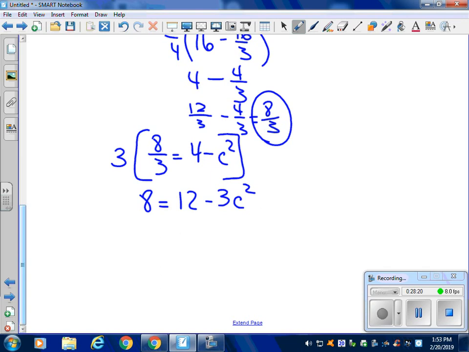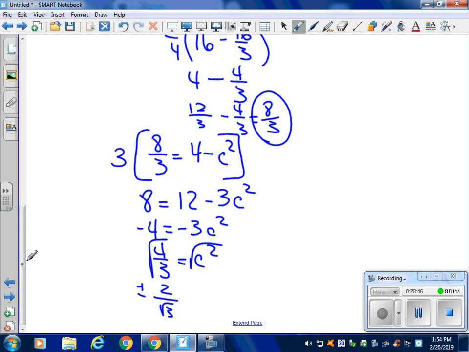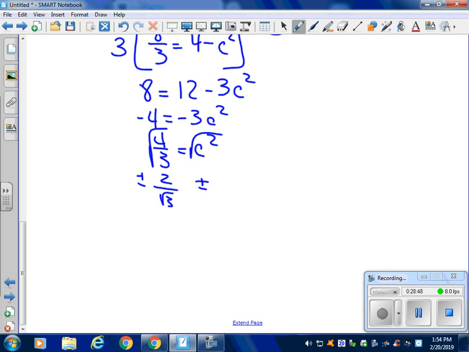Because then I can take 12 away, right? It's easy to take 12 from 8. It's not easy to take 4 from 8/3. So 12 from 8 is going to be negative 4. Then we'll divide negative 3 into negative 4 and get 4/3, positive. And then we'll square root it, which will be 2 over the square root of 3. Plus or minus, right? Now, that needs rationalizing. So plus or minus 2 square roots of 3 over 3 is my c value.